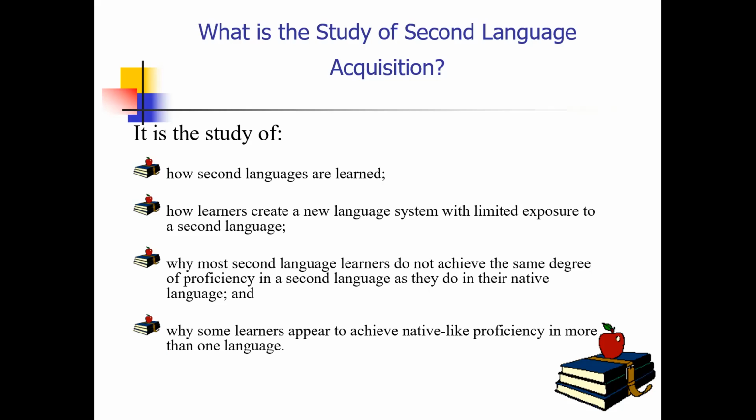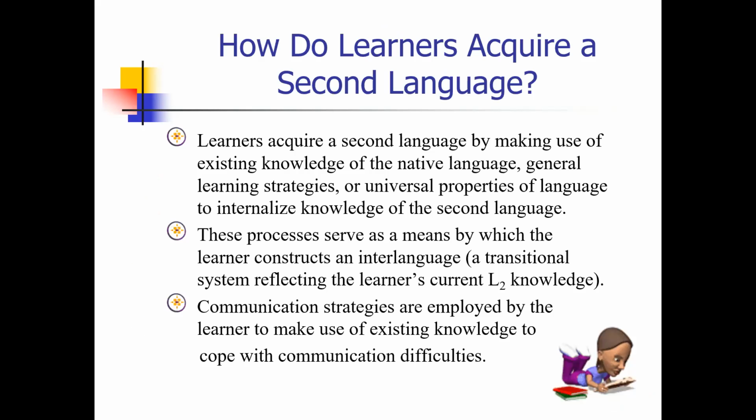Then, what are the studies of second language acquisition? First, how second languages are learned. Second, how learners create a new language system with limited exposure to the second language. Then why must second language learners not achieve the same degree of proficiency in a second language as they do in their native language? And last, why do some learners appear to achieve native-like proficiency in more than one language? Next slide, please.